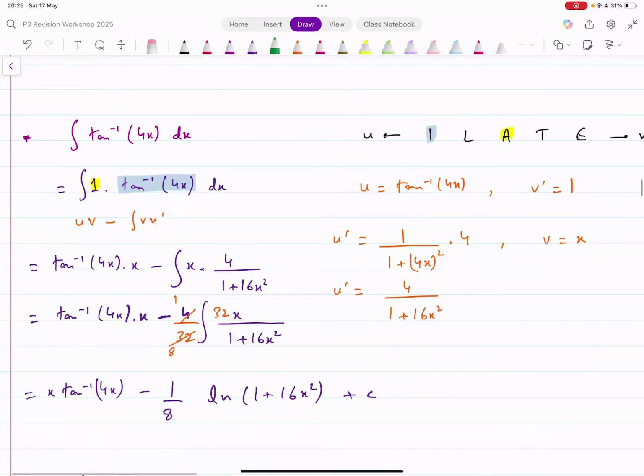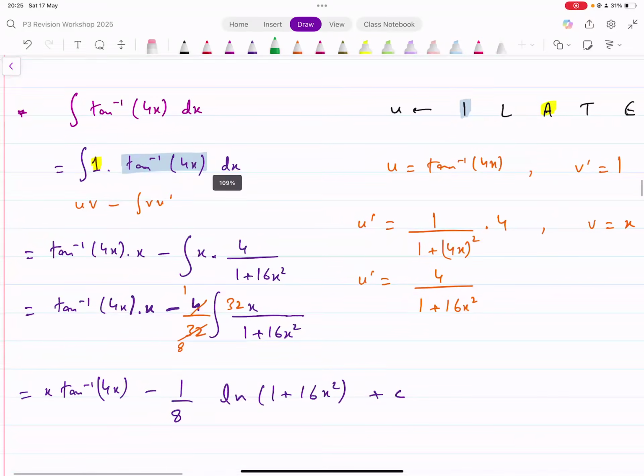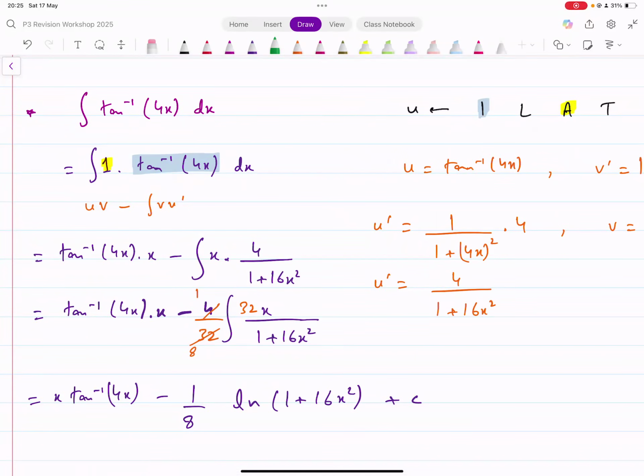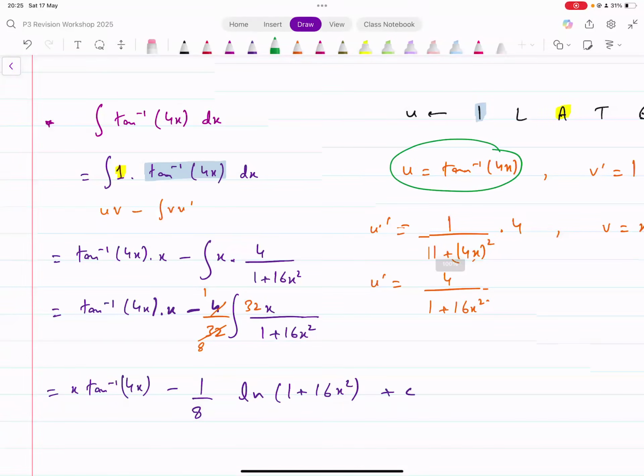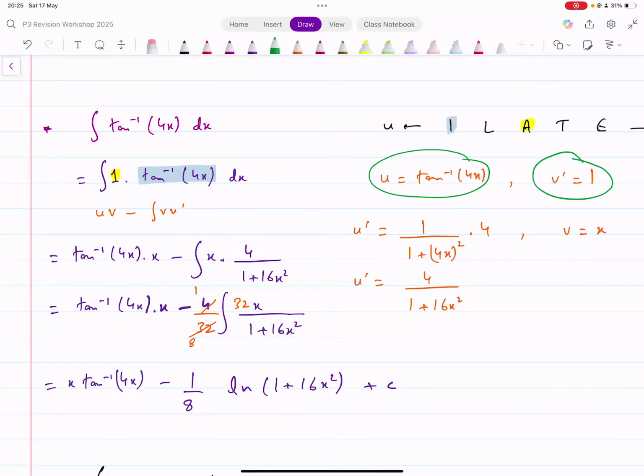Similarly, the other function is tan inverse. Tan inverse is also integrated using integration by parts. You need to remember that as well. Tan inverse is integrated using integration by parts. Okay, you write this as 1 into that as well. So tan inverse of 4x, we could say that's 1 into tan inverse of 4x. And then we apply integration by parts. u equals tan inverse of 4x, v dash equals 1. Find u dash and v, input them in the formula.